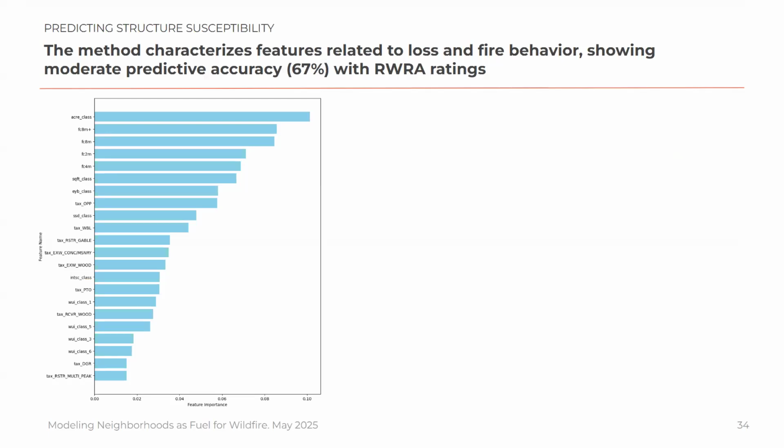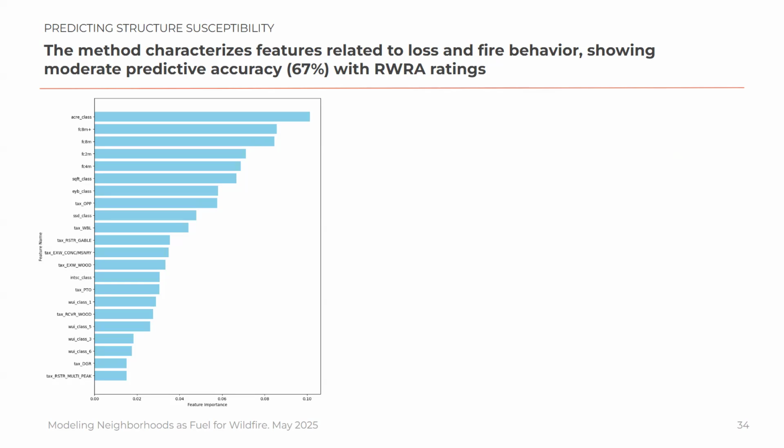Then I fed them into a random forest model and tried to predict these rapid wildfire risk assessments. And what you're looking at here, the chart on the left, is feature importance in the random forest model. And the most important feature, interestingly, is the size of the property in acres. And this was interesting for a couple reasons.